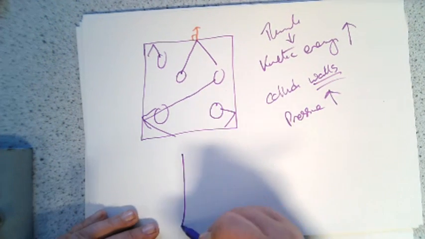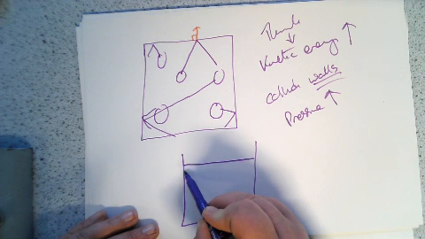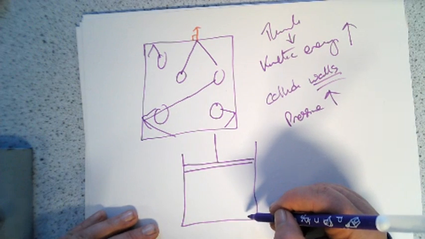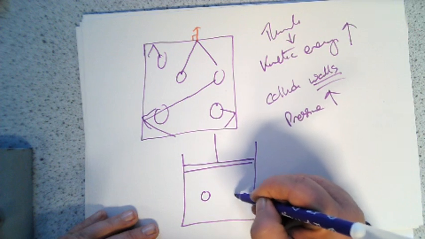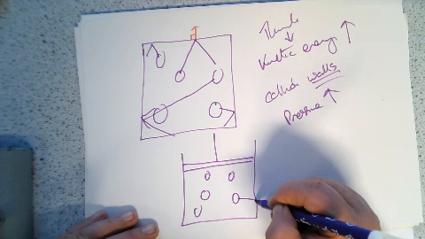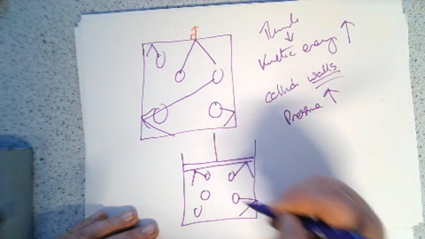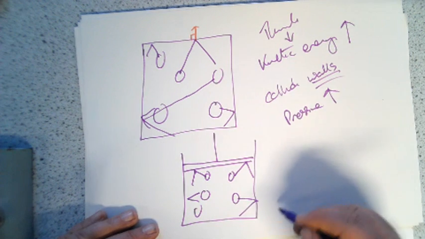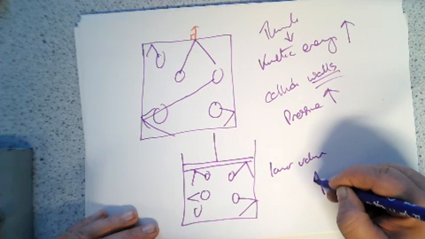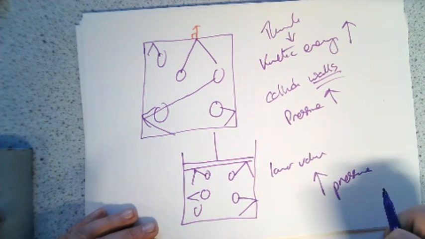Now, if I have our container and I put a plunger in it, and I push that plunger down, I'm going to be reducing the space. If I reduce the space, the particles are going to collide with the walls more often because there's less space for them to move around in. Therefore, if I lower the volume, I increase the pressure. So really quite simple.